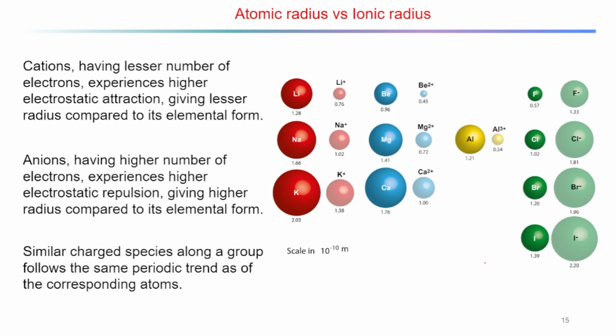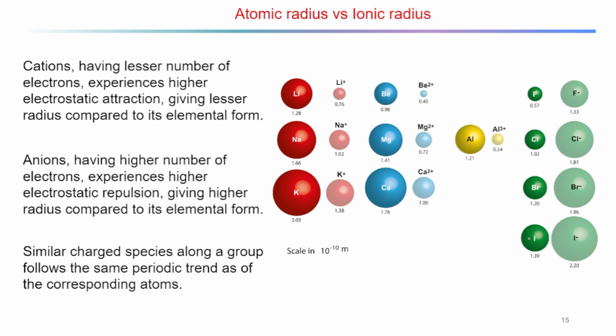Now we will discuss some concepts regarding atomic radius and ionic radius. Cations, having a lesser number of electrons, experience higher electrostatic attraction, giving a lesser radius compared to their elemental form. So let's see, we have these elements here in the elemental form: lithium, sodium, potassium, beryllium, magnesium, calcium, and on this side we have fluorine, chlorine, bromine, iodine.